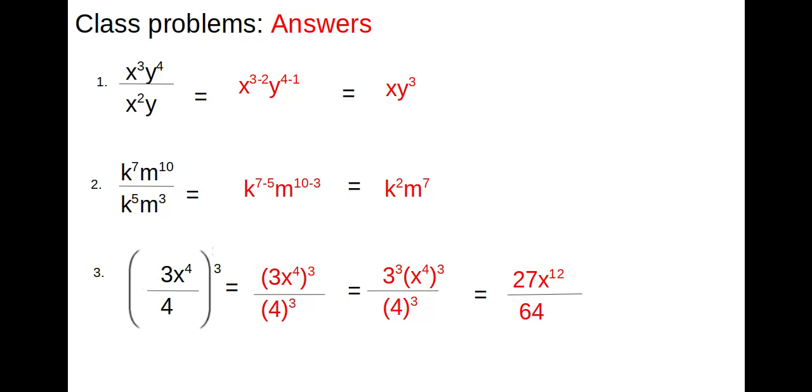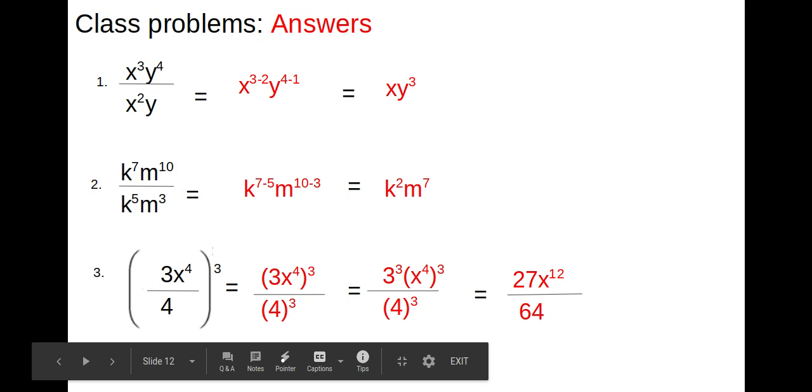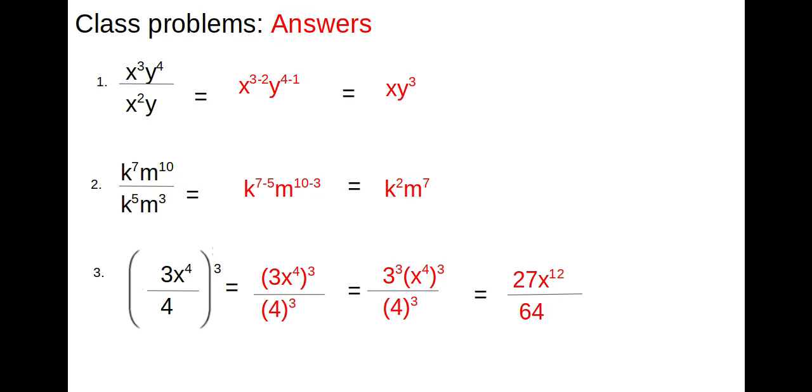Okay, for our third equation, it is 3x to the 4th power divided by 4, all grouped in parentheses, raised to the 3rd power. That's 3x to the 4th, in parentheses, raised to the 3rd power divided by 4 to the 3rd, and that explains power of a quotient. And right here, we're explaining power of a power, which is 3 to the 3rd, in parentheses, x to the 4th, all raised to the 3rd, and then divided by 4 to the 3rd. And now we have power of a power, which is 27x to the 12th power, divided by 64.